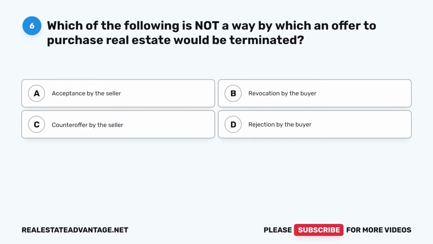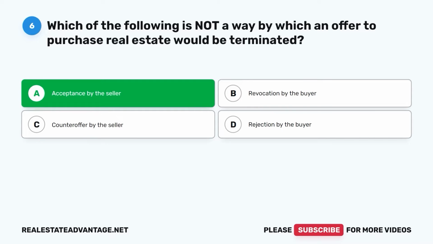Question 6. Which of the following is not a way by which an offer to purchase real estate would be terminated? A. Acceptance by the seller. B. Revocation by the buyer. C. Counteroffer by the seller. D. Rejection by the buyer.